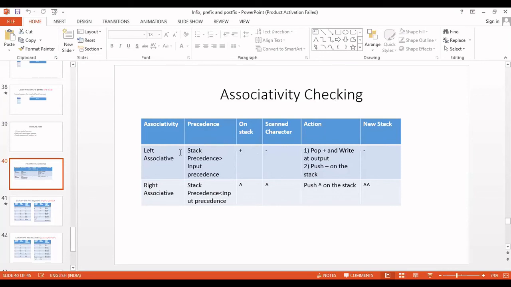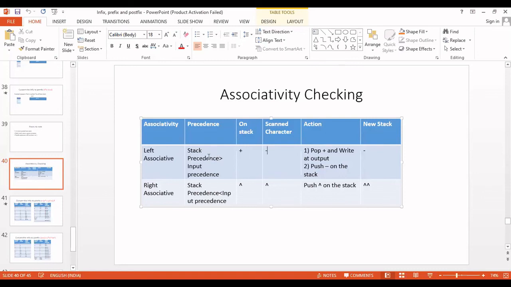In case of left associative, if the symbol present on the stack has more precedence than the input symbol. For example, let us assume on the stack I have plus. Currently, I am scanning one character, that is minus. Both have the same precedence, but plus and minus belong to the case of left associative. When you have the same precedence, you will check for the associativity. Here it is left associative.